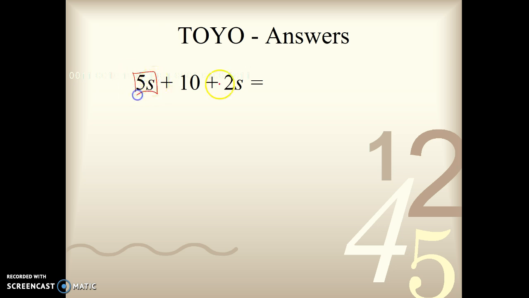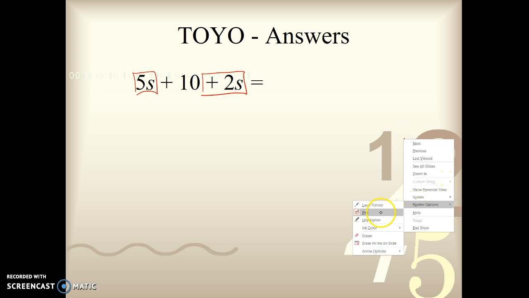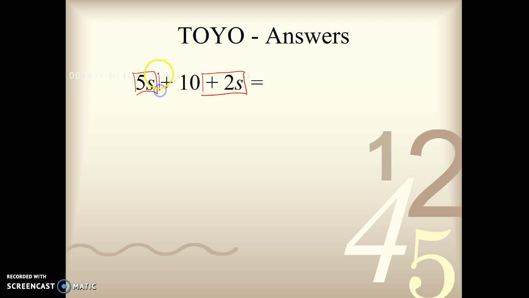Okay, 5s plus 10 plus 2s. We're going to box it like that. And if we rearrange, we get 5s plus 2s plus 10. 5s plus 2s is 7s plus 10, and we're done with that one.